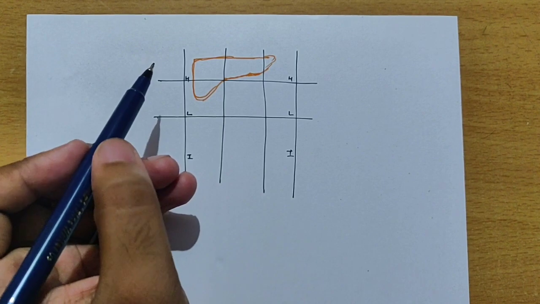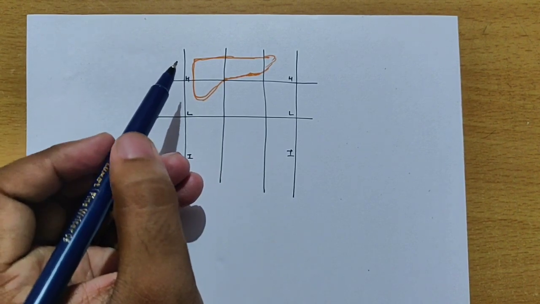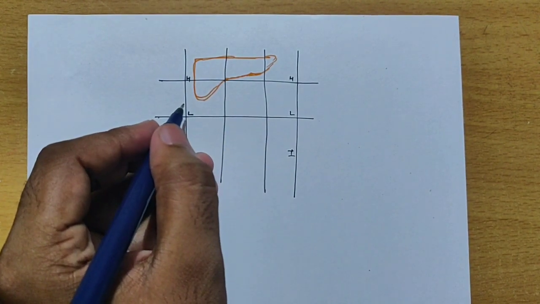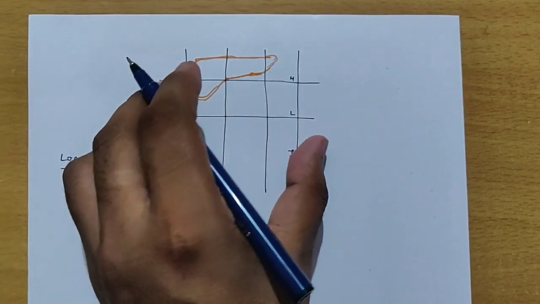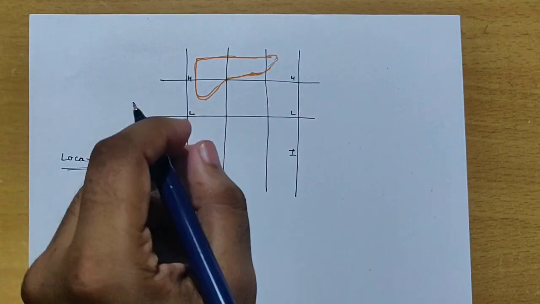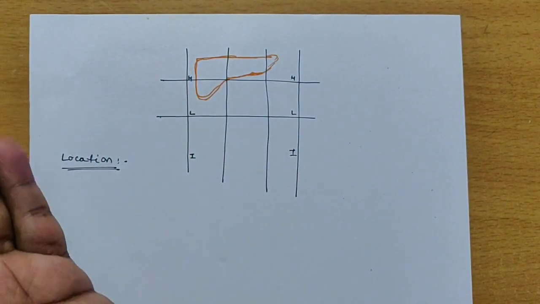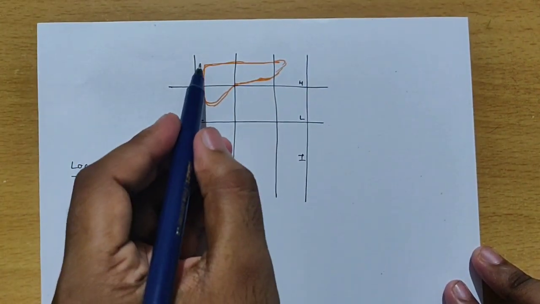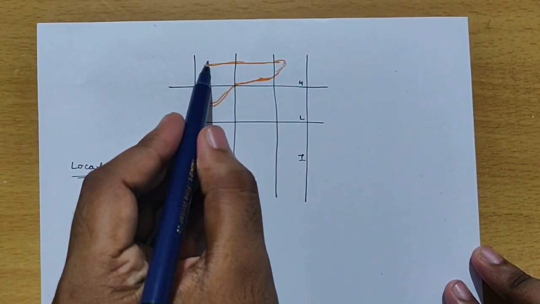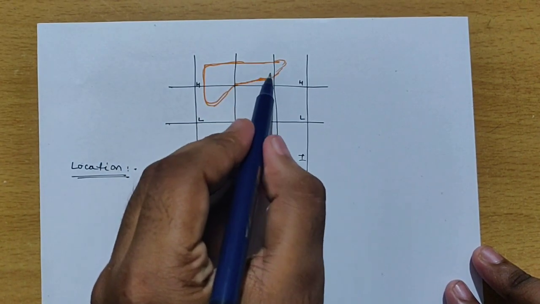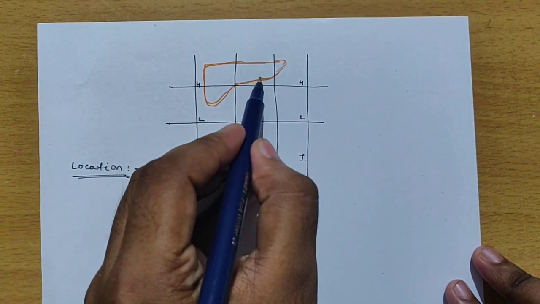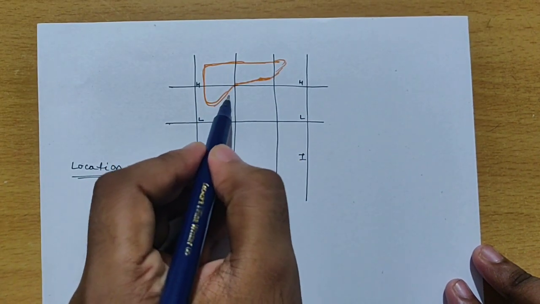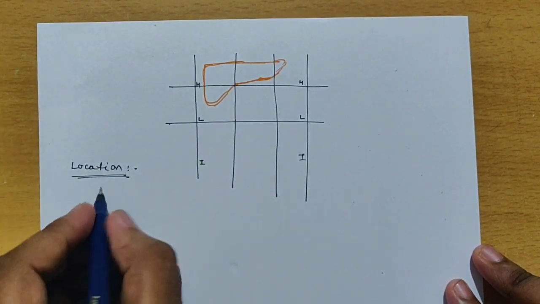Today we'll discuss the anatomy of the liver. First of all, we will see what is the location of the liver in the abdomen. As we know, the abdomen is divided into 9 regions. As we have discussed in the last video, the liver is located in the major part of the right hypochondrium, greater part of the epigastrium, which extends to the left hypochondrium, and some part of the right lumbar area.